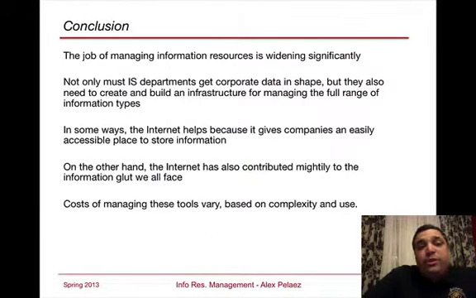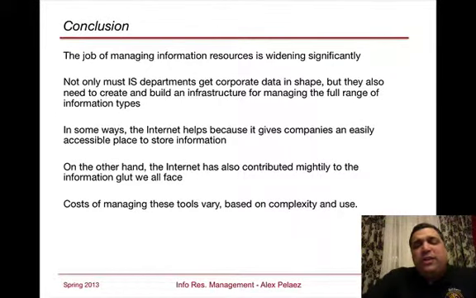So, in conclusion, the job of managing information resources is widening. The scope is widening, but the challenges are increasing because individual departments are also taking responsibility for their own information. And that's key, because the IS department is going to have to build the infrastructure and work with the business to ensure that the information is managed appropriately. The internet and internet technologies help because it gives them an easy way to place and store and transport information. But now, because of that, we have so much information available to us that it's a problem.